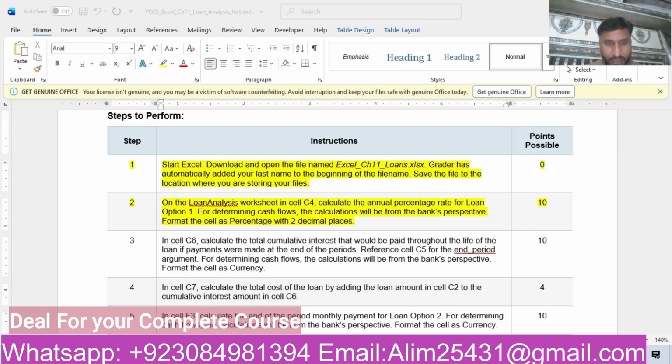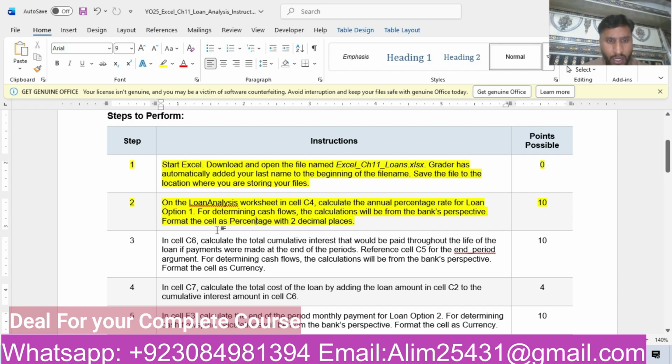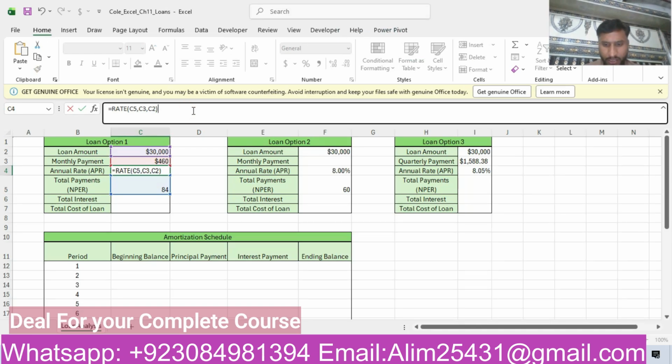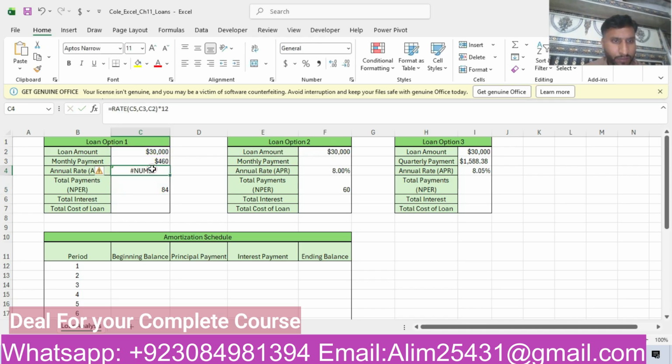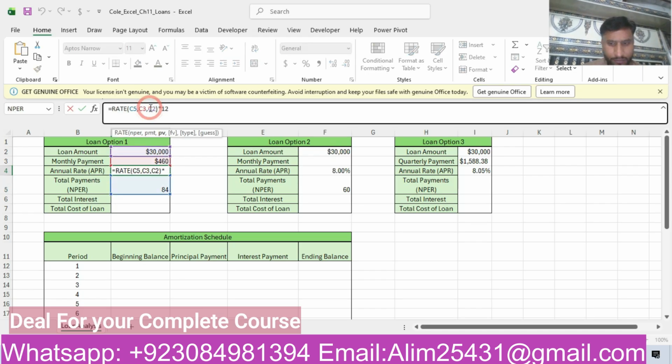And what next is he asking? Perspective for loan option 1. For determining cash flow, the calculation will be for the bank perspective, and format the cell as a percentage with two decimal places. We will multiply this rate by 12, so it will be our 12-month rate. So we have got our number.